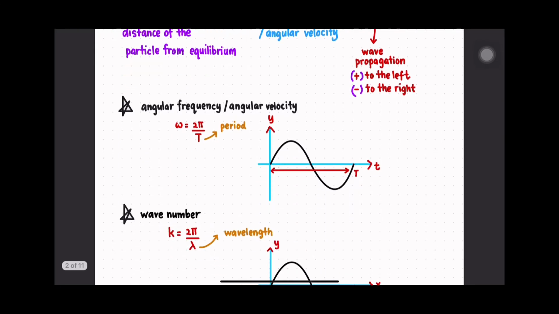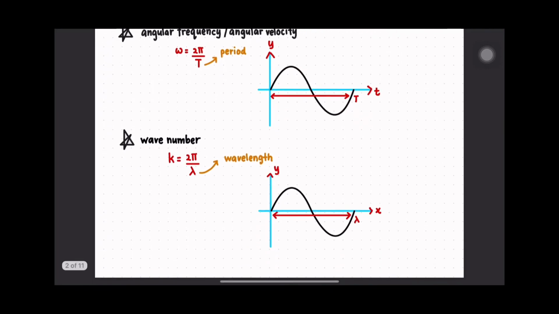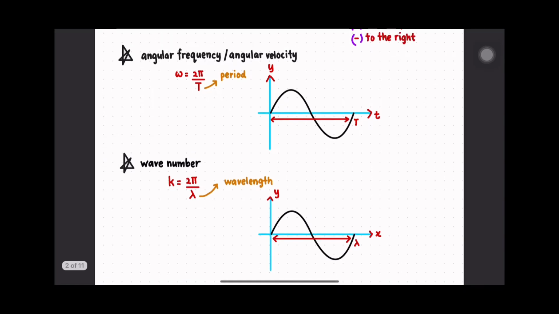Okay. So angular frequency or angular velocity, we can denote as omega equal to 2 pi over T, meaning omega is related with the period. It is represented by the y against t graph. One complete cycle is the period. And then the wave number is related by k equal to 2 pi over lambda, where lambda is the wavelength. It's represented by the y against x graph. One complete graph is equal to the wavelength. So as you know, in this chapter 10, we have learned two types of graph: the y against t graph and the y against x graph.